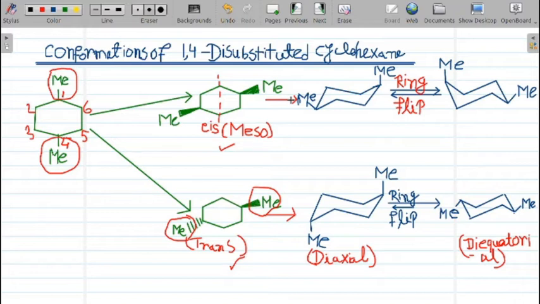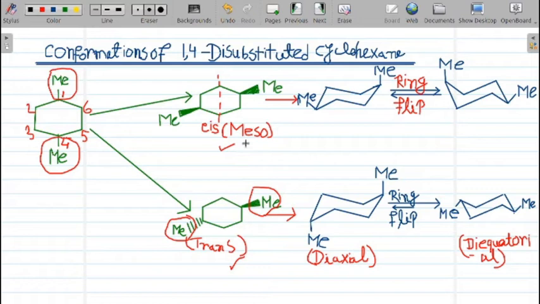In the 1,2 disubstituted cyclohexane, in the cis isomer one substituent is present at the axial position and another substituent is present at the equatorial position. But in the trans isomer, either two substituents will be present at the axial position, or two substituents will be present at the equatorial position.